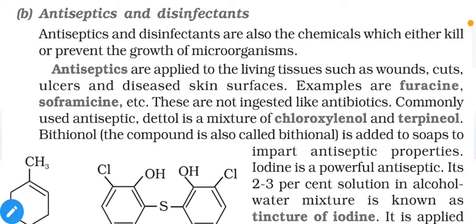Then we have the second type, antiseptics and disinfectants. Antiseptics and disinfectants are also chemicals which either kill or prevent the growth of microorganisms. So these chemicals are for external use only. Initially, the first category was a drug which should be injected or we should swallow the pills, and then they will act against the microorganism inside the body. And these are for surfaces, that means either for wounds or to clean the surface or skin, or for non-living substances like floors, tables, etc.